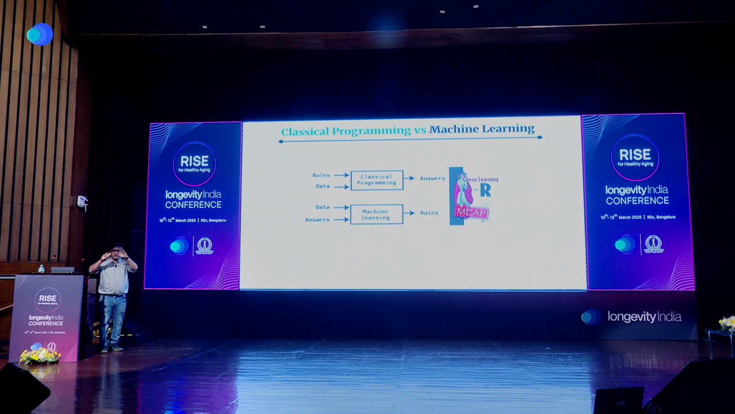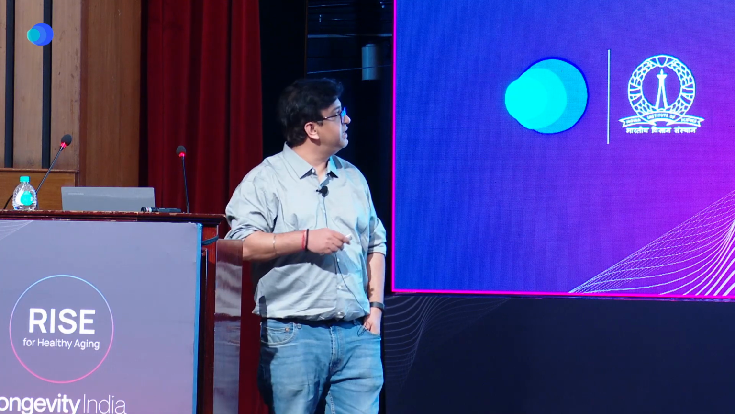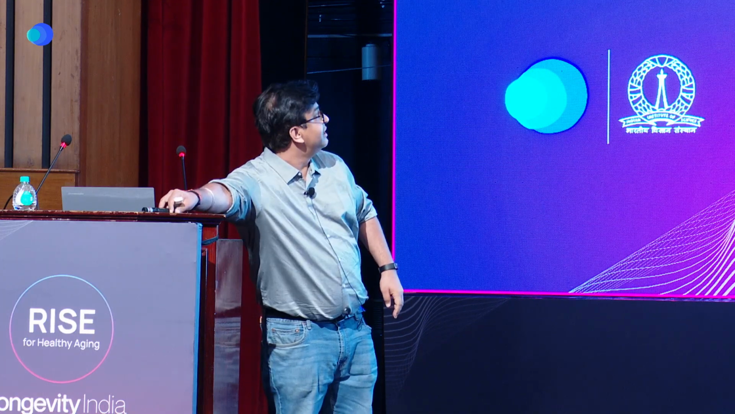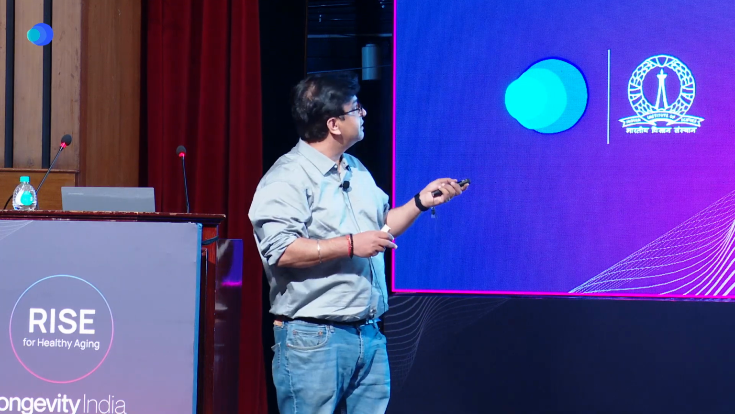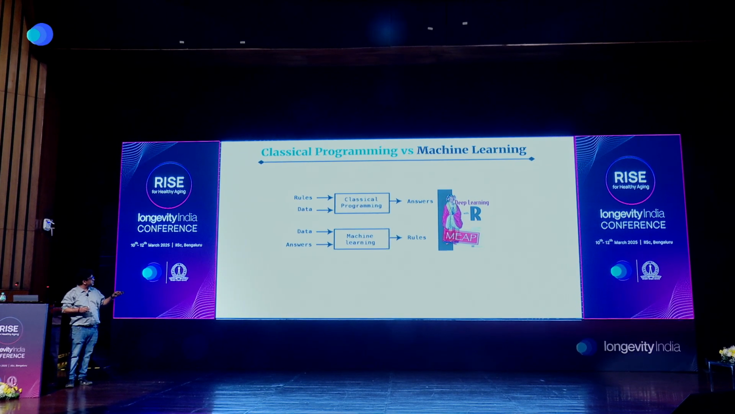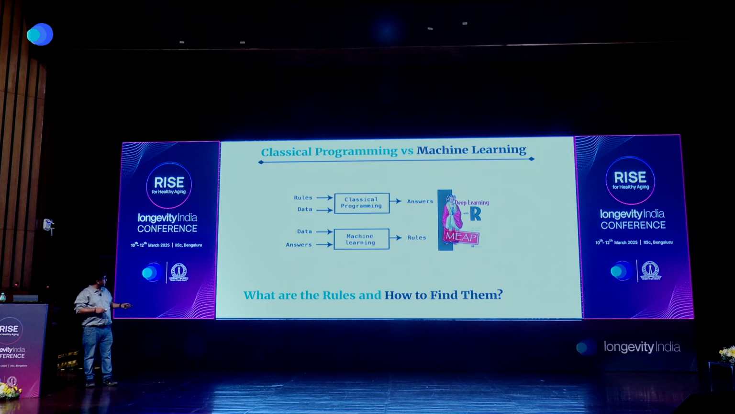Now, just putting everything in context, this is something I took from my textbook, which I used to teach at the university. In classical programming, you normally have rules and data, and the classical programming tries to find the answers. But with the advent of machine learning, we have data and answers, and we get the rules. And we thought, why can't we use both of them? So the idea is, what are the rules in the longevity space and how can we find them? That is the simple question.